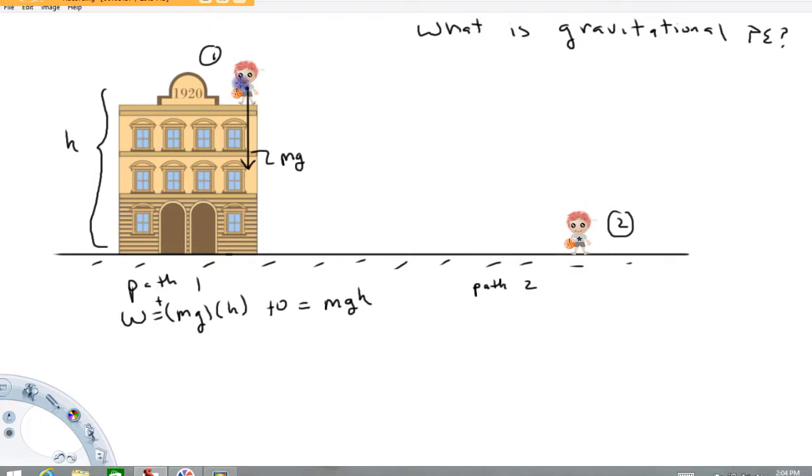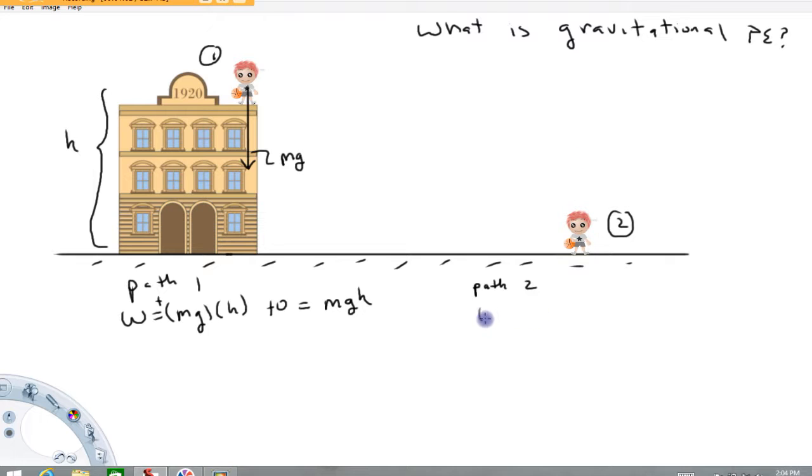So for path 2, the first part is Timmy moving along this horizontal path, and the work done during that part would be 0 because the gravitational force is down. Timmy would be moving to the right, and again, there's a right angle between the gravitational force and the displacement. Then Timmy somehow climbs down a ladder or rope or something, and the work done from that second part is equal to mgh.